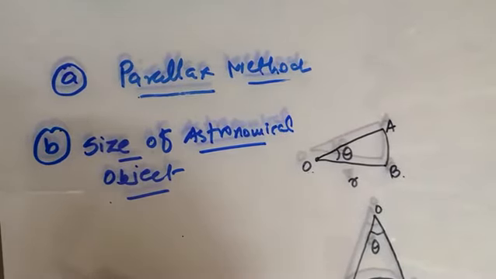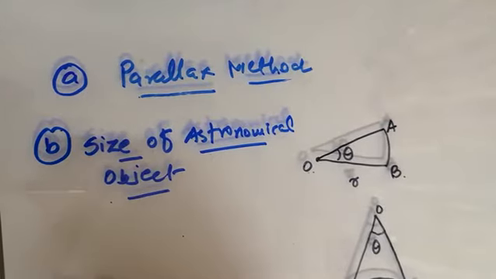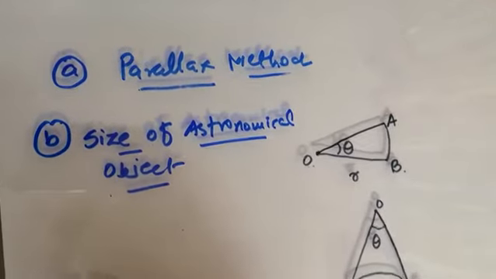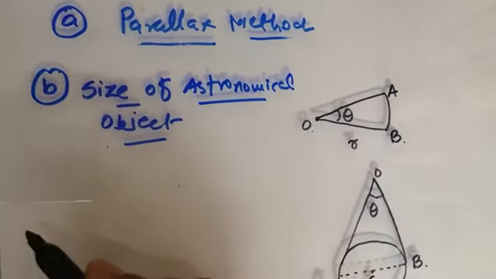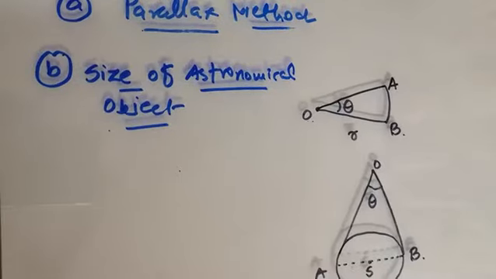Good morning, students. Today we will discuss two methods. One is called the parallax method and the other is called the size of an astronomical object. Though both methods contain the same equation, I have placed two figures in front of you.